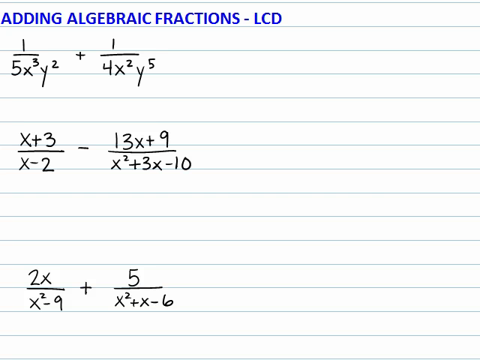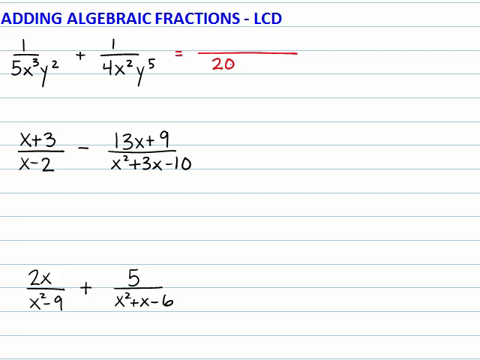We are going to try to apply our knowledge about how to find the least common denominator to add algebraic fractions. In the first case, our denominators are already factored. The least common denominator for 5 and 4 is 20.